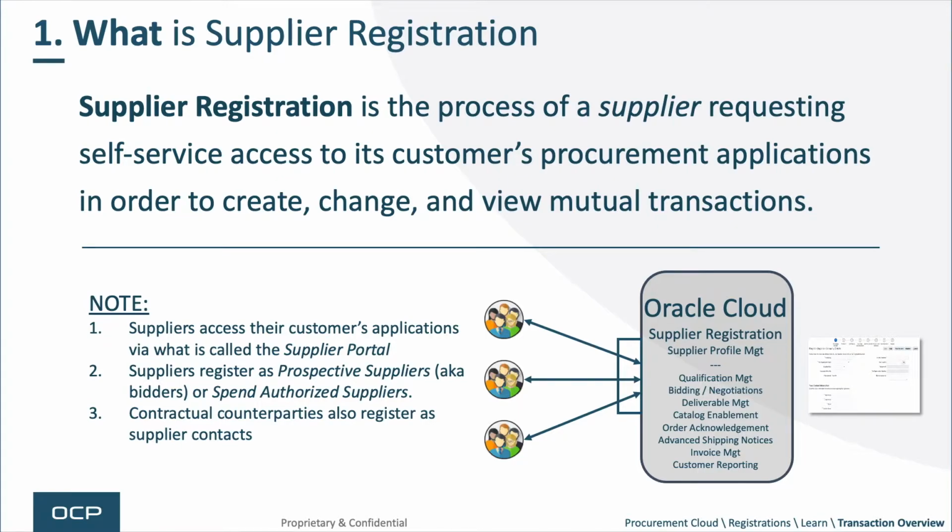And then lastly, it's worth noting that contractual counterparties also register as supplier contacts. They don't have to. You could register them individually as Bob, John, and Susan, but it's a lot more work to add them in the resource directory prior. But that's enterprise contracts. It's just pointing out that contractual counterparties are also registering as suppliers most often.